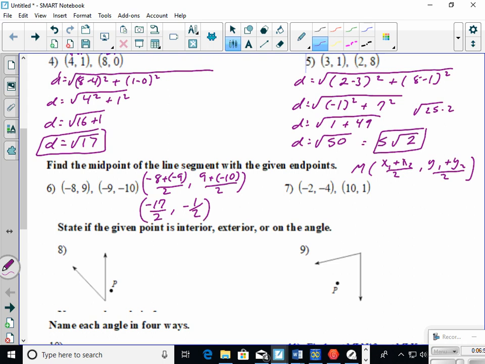Okay. For 7, the x's, 10 plus negative 2 over 2, and the y's are going to be 1 plus negative 4 divided by 2, or 8 over 2 and negative 3 over 2. 8 over 2 becomes 4. So 4, negative 3 halves.